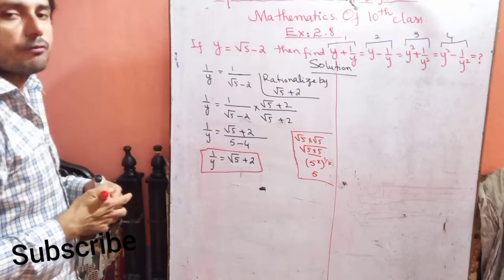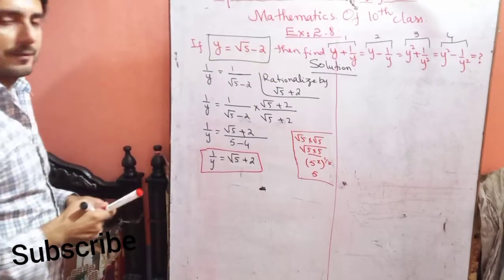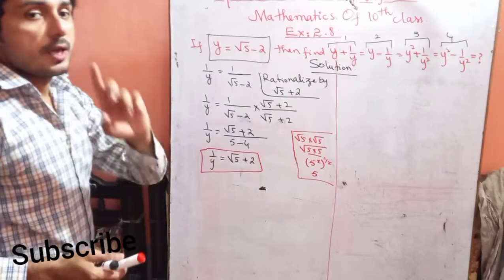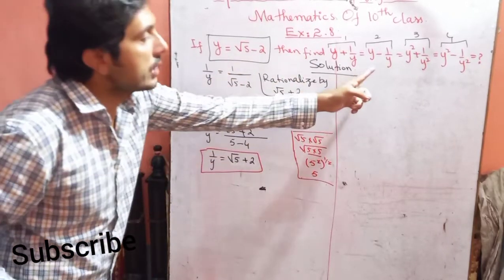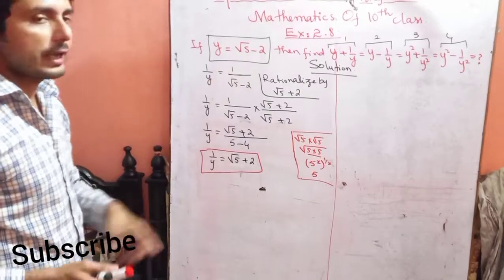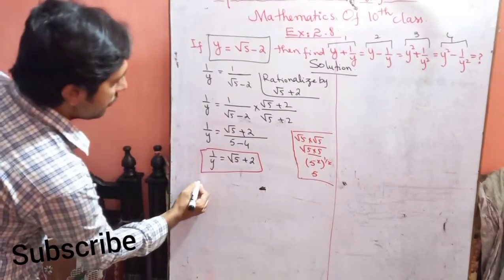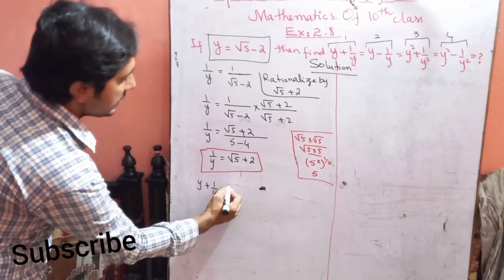This is the value of 1 upon y, and this is the value that is given of y. Now we have to solve these 4 steps one by one. The first step, we have to add these both values. In the second step, we have to subtract these both values together. So let's add these both values first. So we are determining y plus 1 upon y at the initial stage.